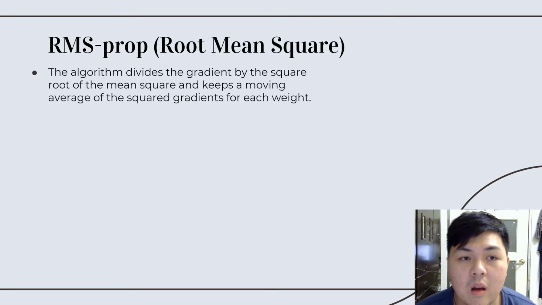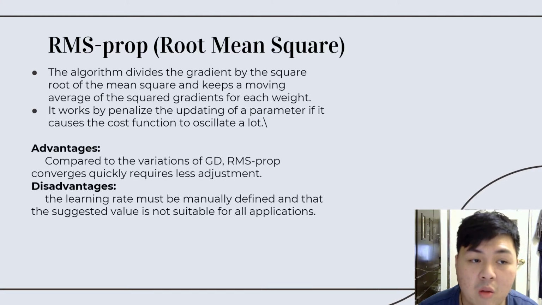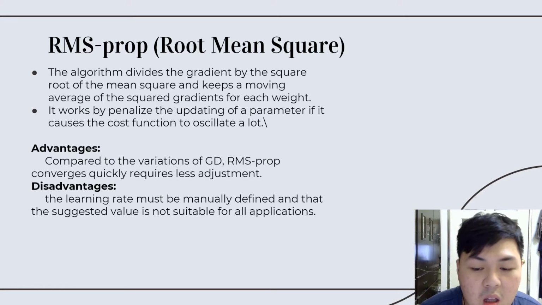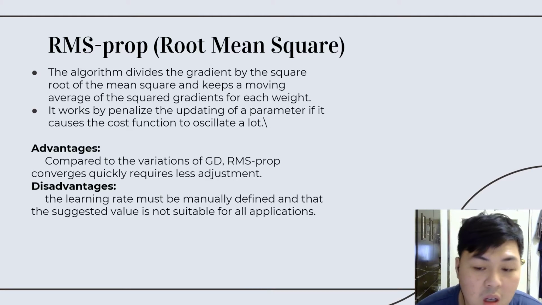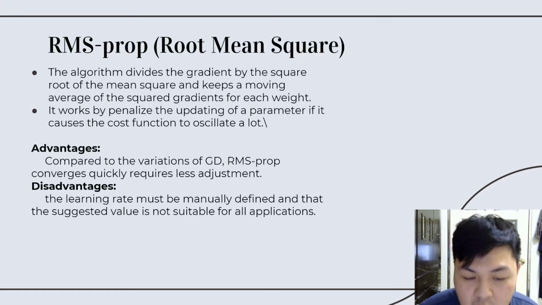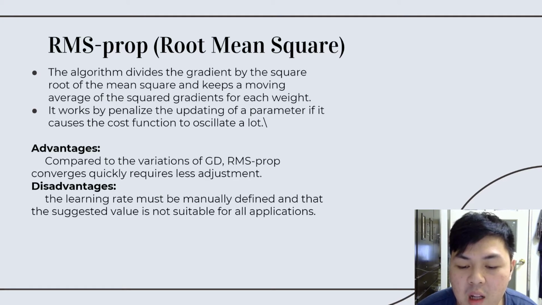Next comes RMSprop, or root mean square prop. The algorithm's primary objective is to shorten the number of function evaluations necessary to obtain local minima, so that it will quicken the optimization process. The algorithm divides the gradient by the square root of the mean square and keeps a moving average of the squared gradients for each weight. So, to put it another way, it works by penalizing the updating of a parameter.